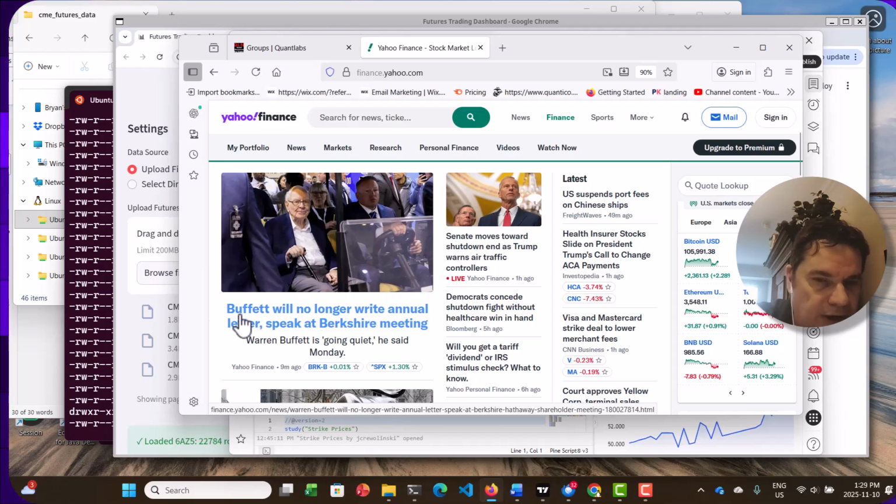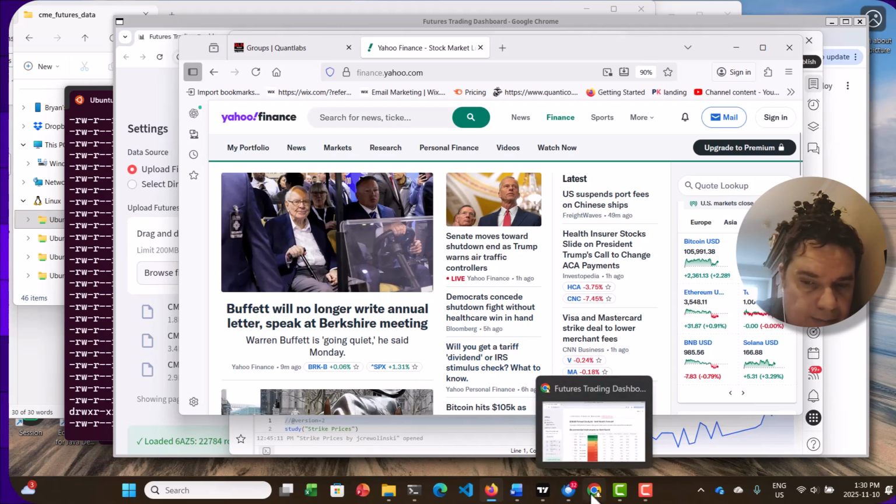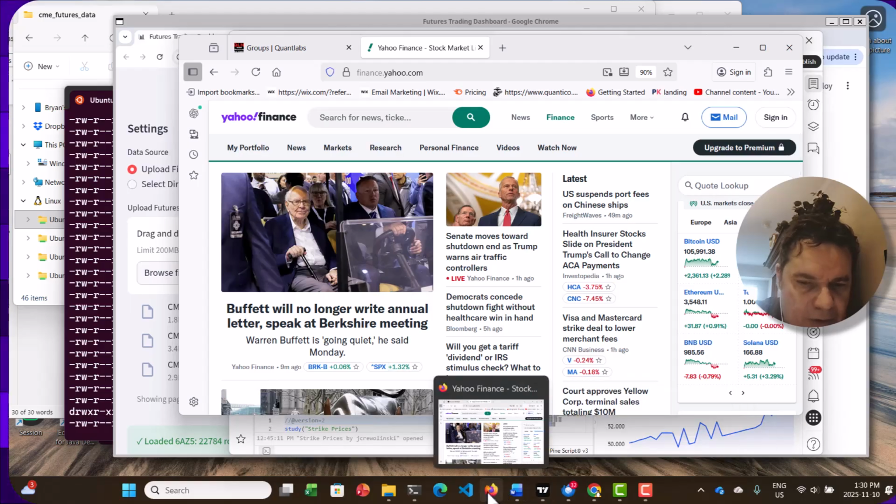This is another very concerning headline for markets. Buffett will no longer speak at Berkshire meeting, or write annual letter. A couple things on that means he either is thinking that something bad will happen to the markets, or he's just getting, he's in his 90s, so he's probably getting sicker. I don't know, but it could be interpreted many different ways.